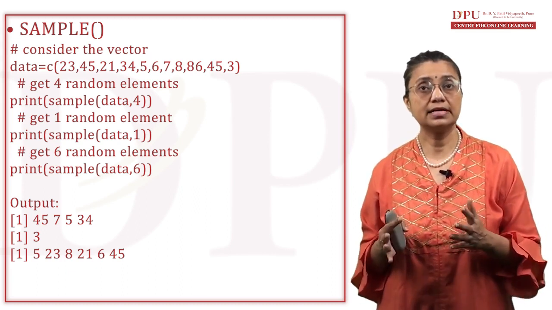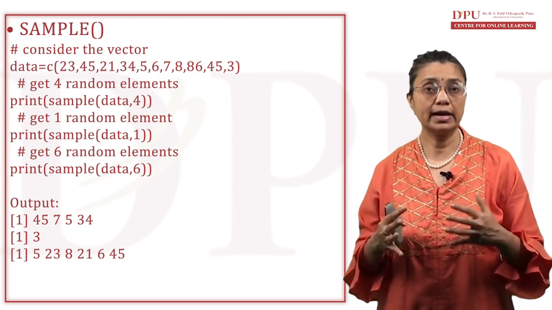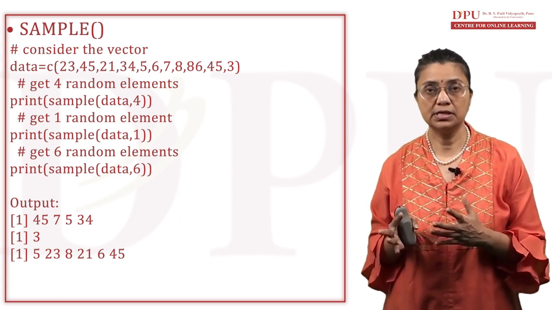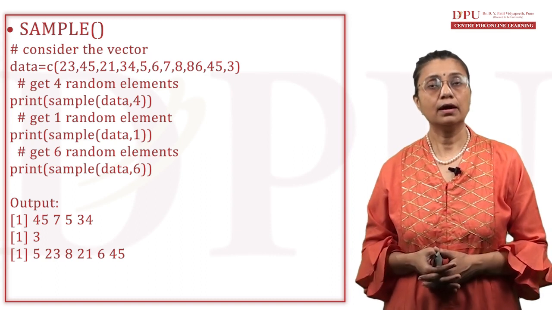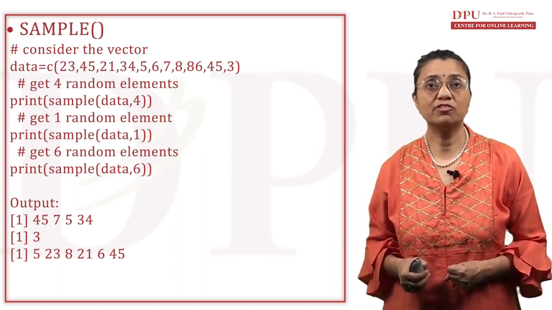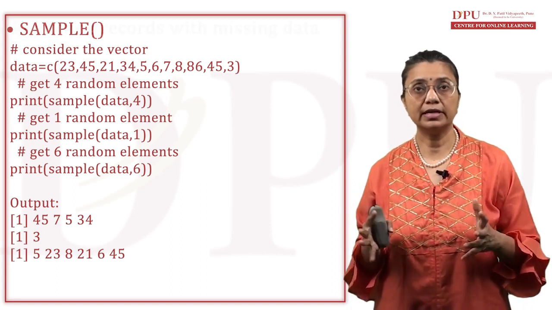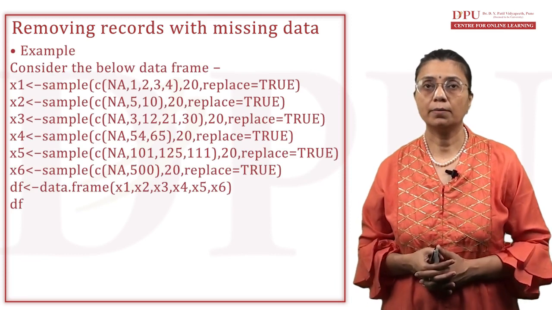Likewise, I pass get one random number. So print sample data comma 1, I get one random number 3. Get 6 random numbers, again sample data comma 6 and I get 6 random numbers which you can see in the output. So basically the sample function is used to generate samples of a particular data. Removing records with missing data. How can we go about it?